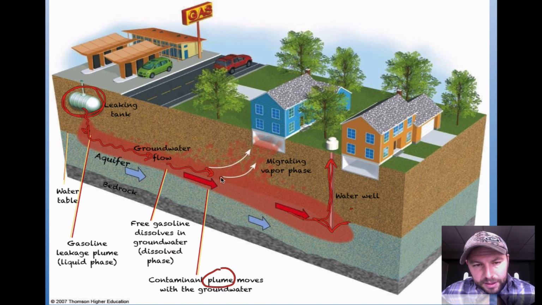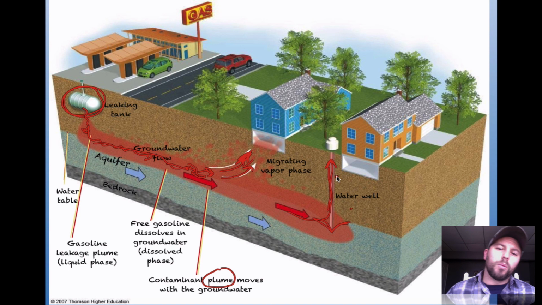But you can see that gasoline will vaporize and could make its way into a basement. So we have a number of different issues here. The gasoline causes that plume, dissolves, moves with that groundwater flow, possibly vaporizes and goes into households, or gets pumped from wells.